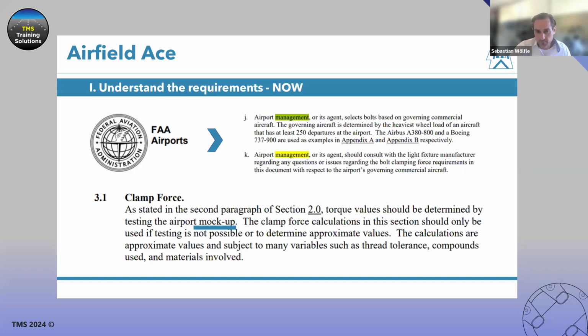The engineering brief also says it's important that torque values should be determined by testing on the airport mock-up. What is that? That's a mock-up created where we identify which values are the right values, in relation to a few unknowns, to achieve the required clamp force with the input torque. So next, please.